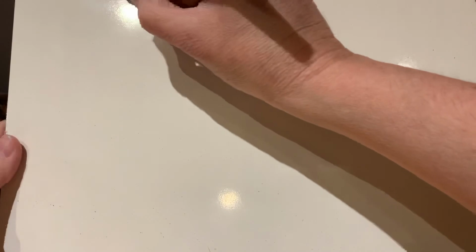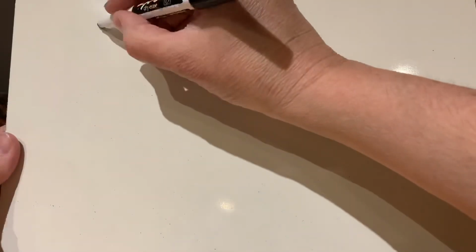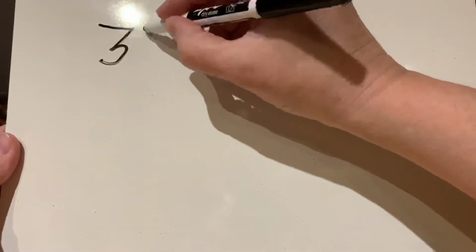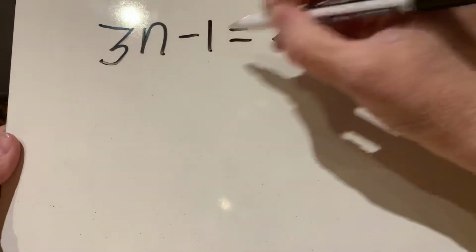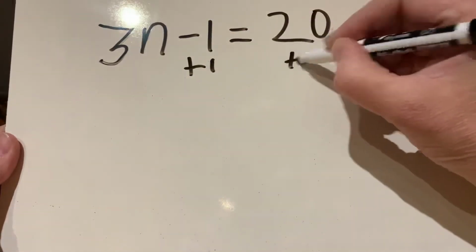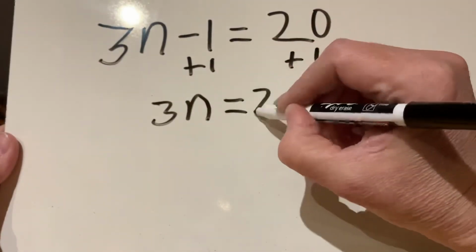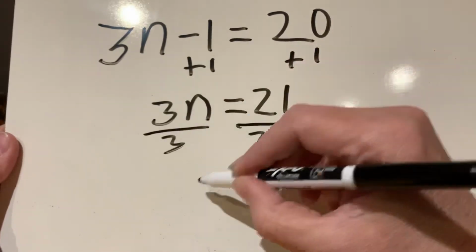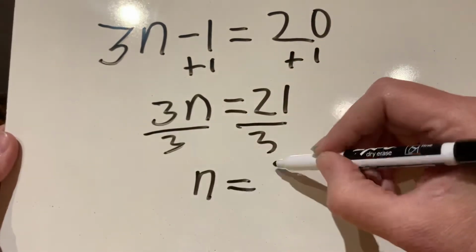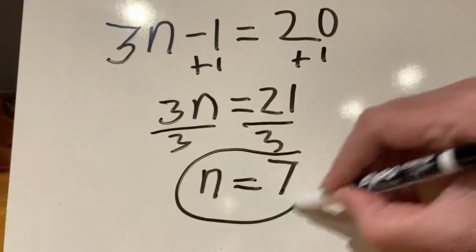So I'm going to go through these steps one more time. Oh, sorry, that's too high for you to see. So I will add 1 to both sides, which leaves us 3n equals 21. I will divide both sides by 3, which will leave us with n equals 7. And that is our answer.